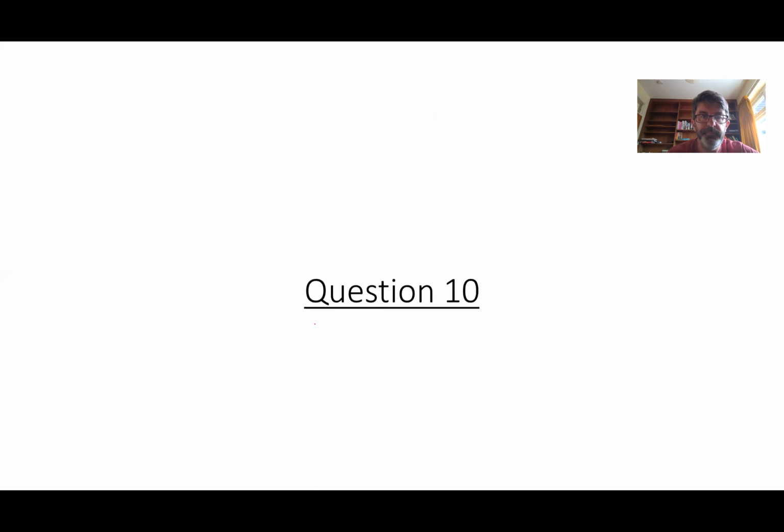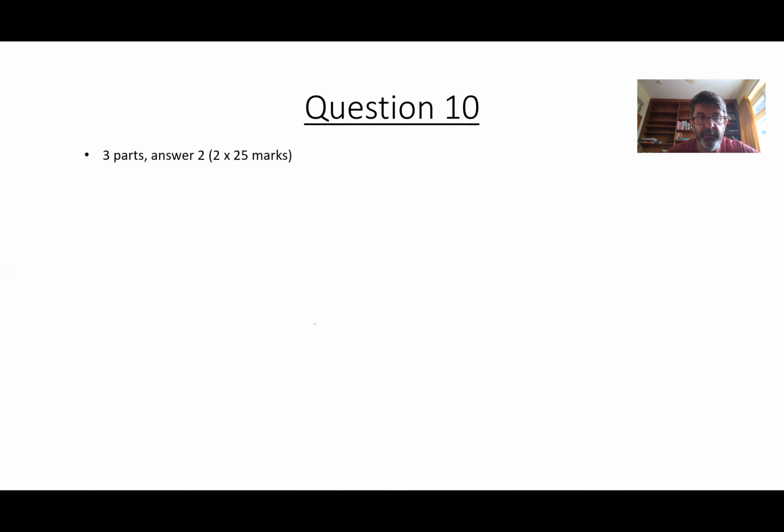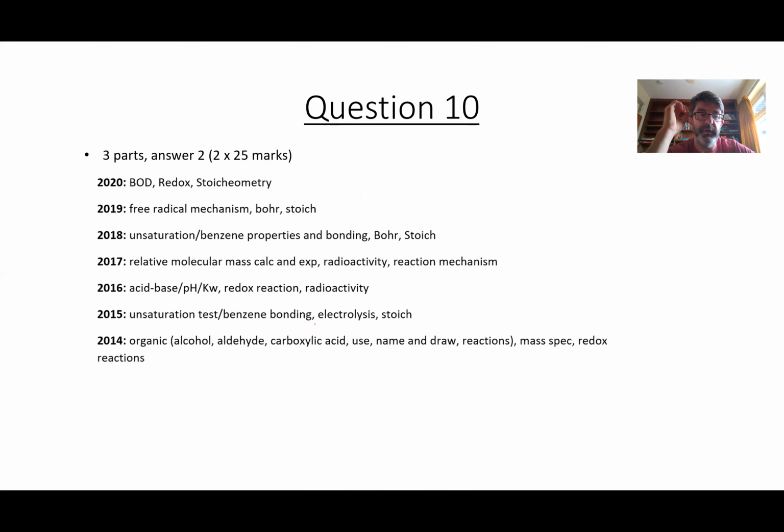Okay. Question 10. So those 3 parts, answer 2 of them, 25 marks each. Okay, what has come up in recent years? 2020 was BOD, water, so there was just a half question in water last year. Redox and stoichiometry. 2019, free radical mechanism, Bohr, stoichiometry. 2018 on saturation, benzene properties and bonding, boron stoichiometry, and so on.